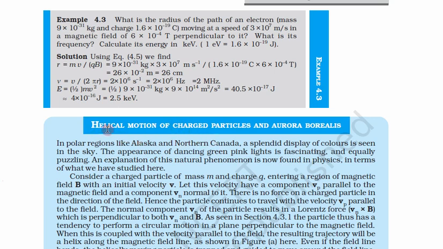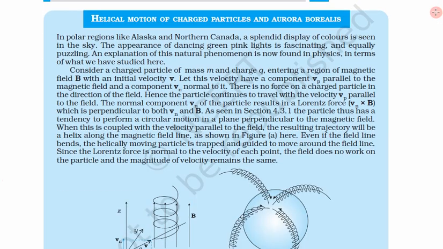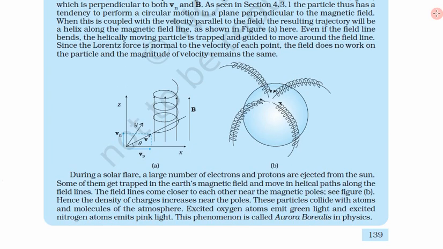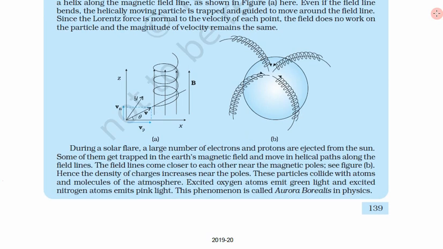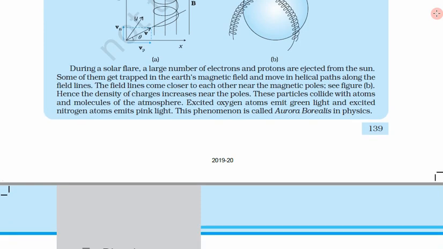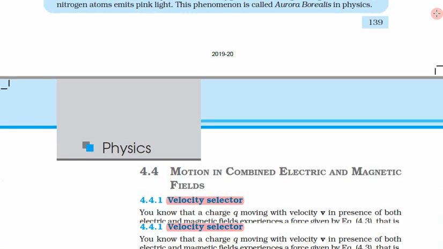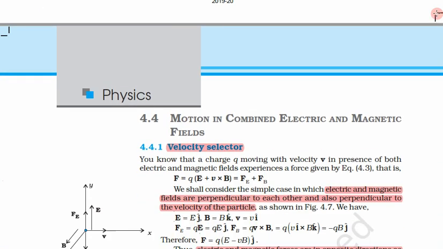Next thing is this helical motion of charged particles and aurora borealis. This is something that you read, but it is not directly related to the course. It is for your own knowledge. Please read this and understand how the colors are produced at the poles of this earth. Colors are produced on the poles of earth, which is called aurora borealis. So how is this produced? Read this on your own.